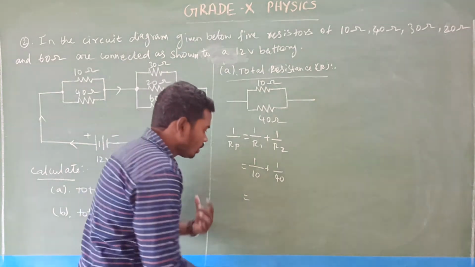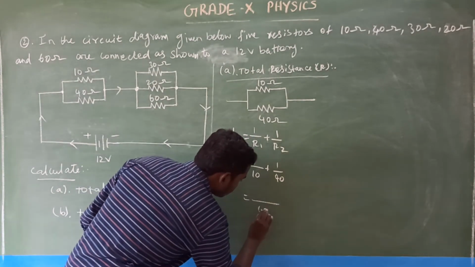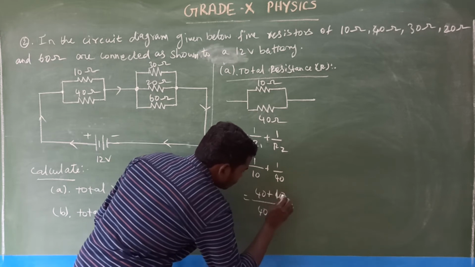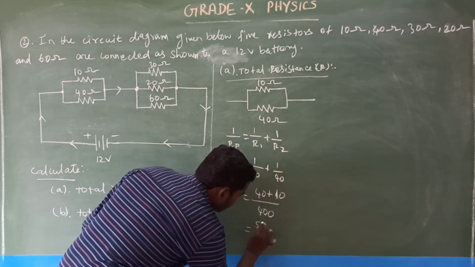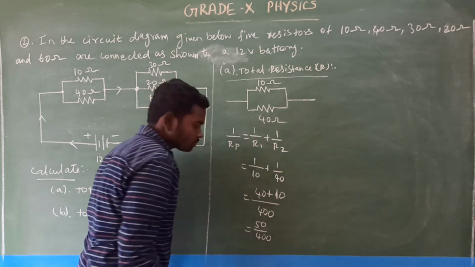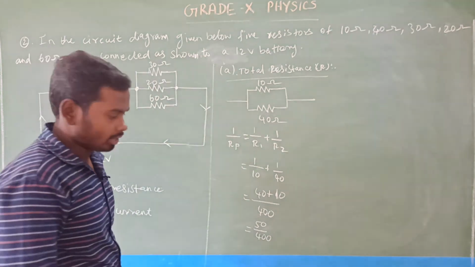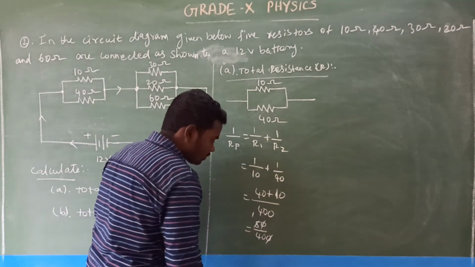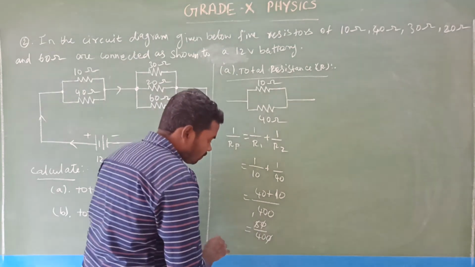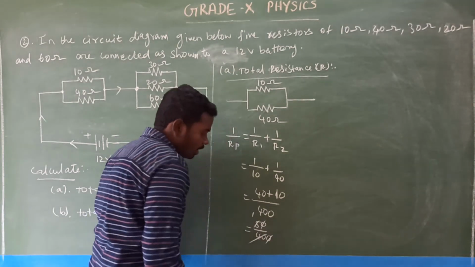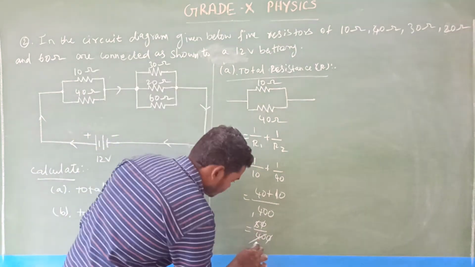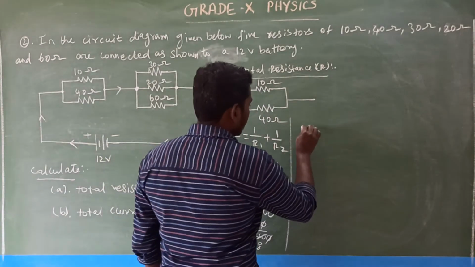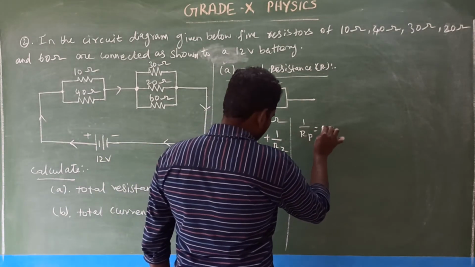You take LCM, multiply the denominators. So that is 400, and make a cross multiplication, 40 plus 10. What will be the value, sir? 50 divided by 400. So 0, 0 cancel and use the fifth table. 1 into 5, 5. Then 8 into 5, 40. Yes, here 8. So 1 by Rp is equal to 1 by 8.